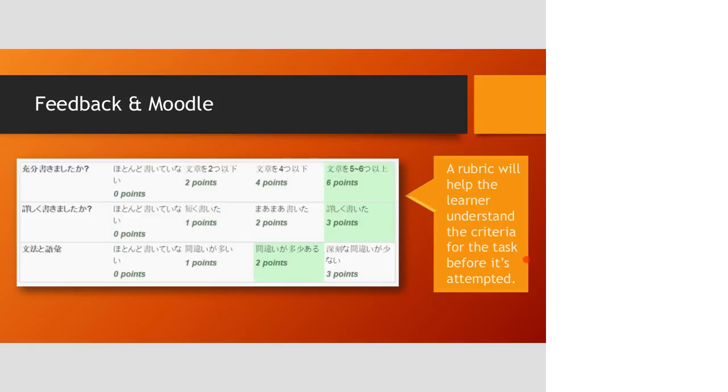The sections that are highlighted in green show the student where on the rubric their performance fits and give some guidance as to how they can improve.